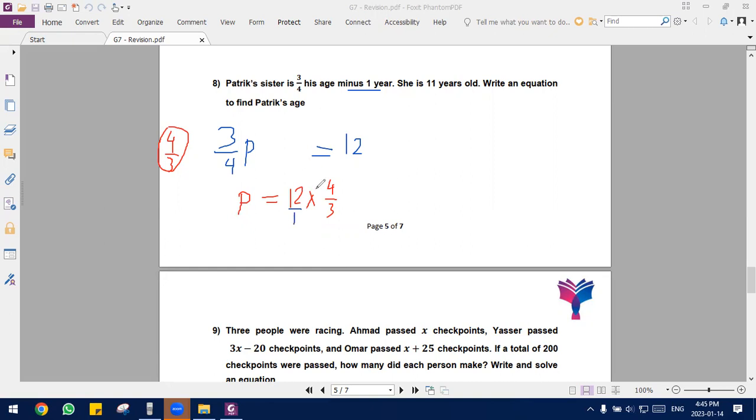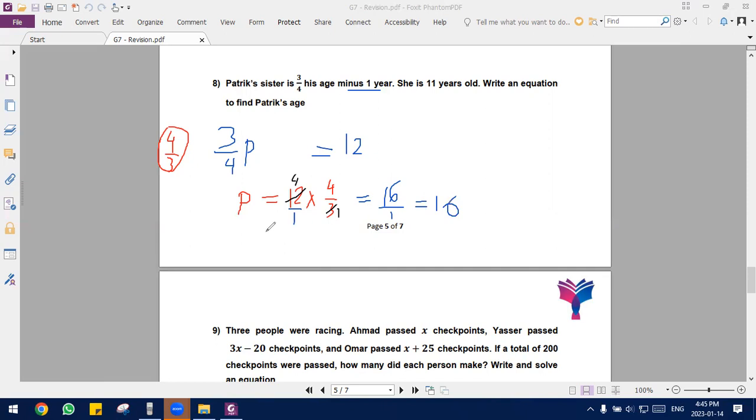So now you do 12 times 4 and 1 times 3. But also there's an easier way. You can do some cancellation. Like 12 divided by 3 is 4, and the 3 divided by 3 is 1. Now we do the multiplication. 4 times 4 is 16, and the denominator 1 times 1 is 1. So which means it's 16.